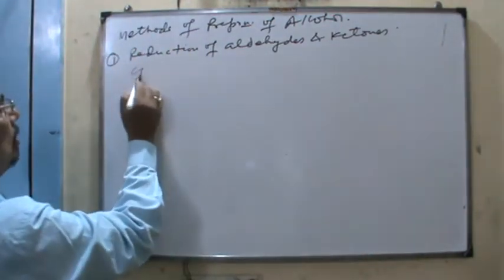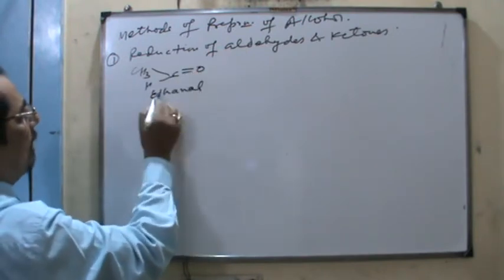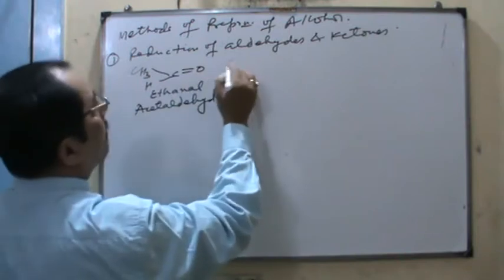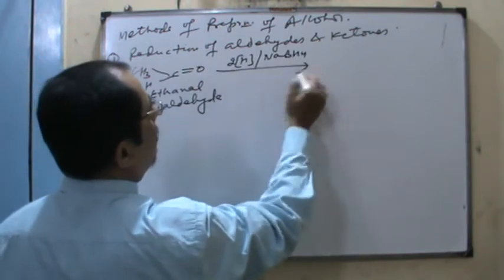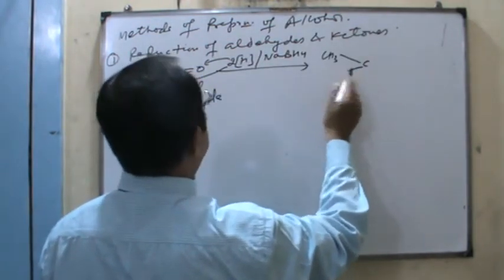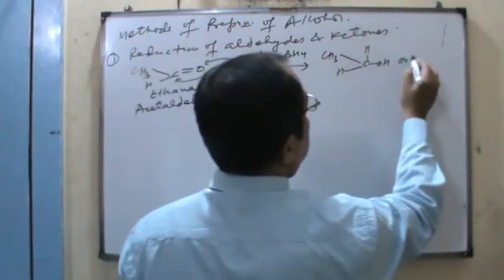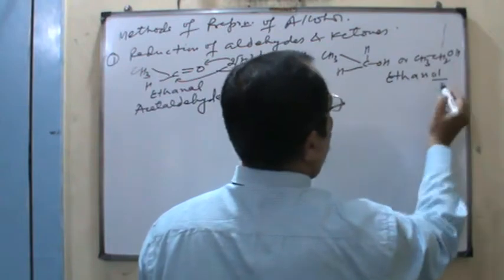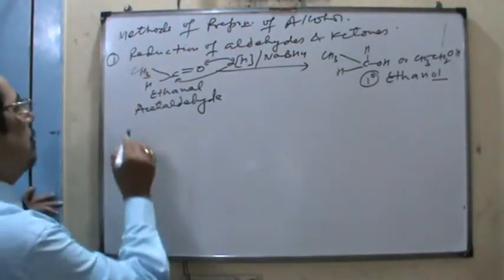So take the aldehyde CH3CHO, ethanal. Its common name is acetaldehyde. You take two nascent hydrogens, with reducing agent sodium borohydride: one H will be here, the other H there. You get CH3CH2OH. This is the alcohol, but it is the primary alcohol. So aldehyde produces primary alcohol.